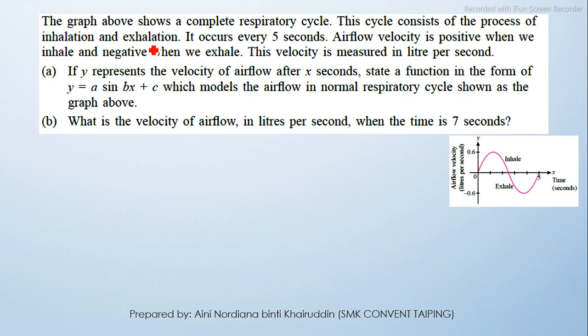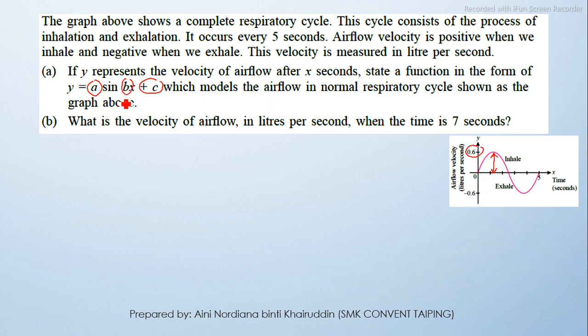If y represents the velocity of airflow after x seconds, state a function in the form of y equals a sine bx plus c, which models the airflow in a normal respiratory cycle shown in the graph above. So we need to identify the values of a, b, and c. The value of a is the value of the amplitude. As you can see, this is the amplitude. The value of amplitude is 0.6.